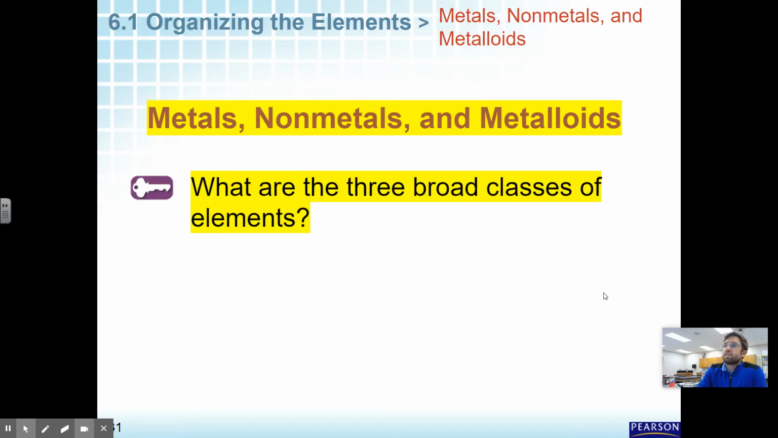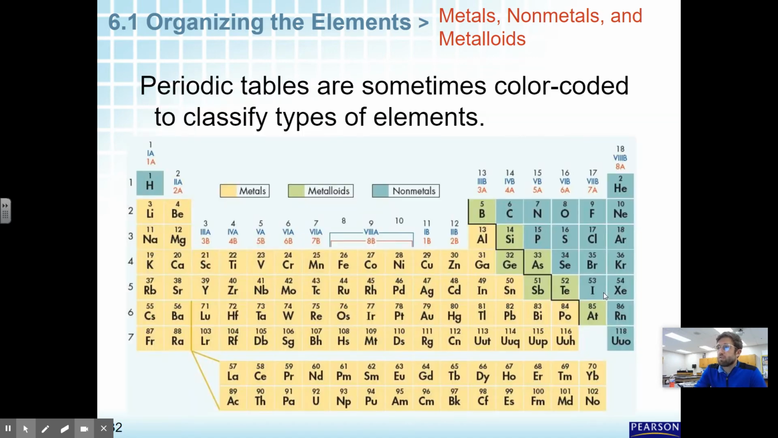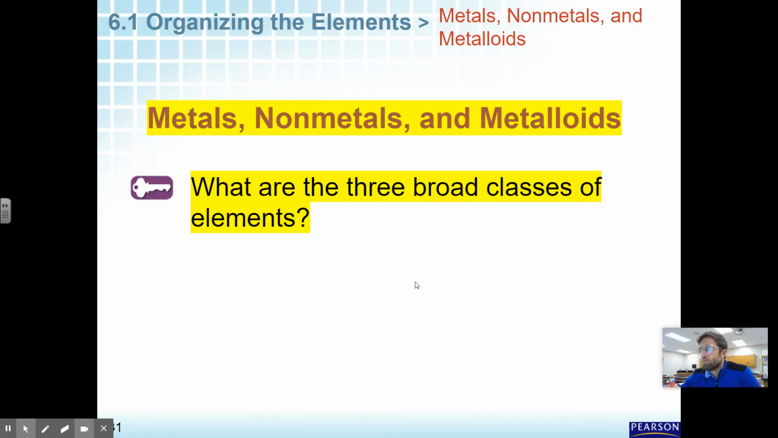So the last thing we want to talk about today is metals, nonmetals, and metalloids, which are the 3 broad classes of elements. Every single element on the periodic table will fit into one of these 3 categories. A majority of the periodic table is metals. It's like 75, something around there. It's in the 70% are metals, and most of the rest are nonmetals. There's a few metalloids.